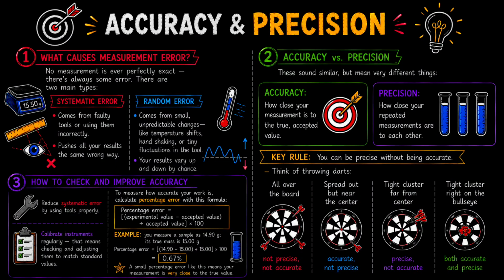Example: you measure a sample as 14.90 g. Its true mass is 15.00 g. Percentage error equals 14.90 minus 15.00, divided by 15.00, times 100, equals 0.67%. A small percentage error like this means your measurement is very close to the true value.